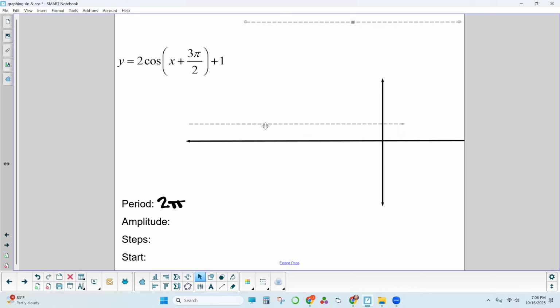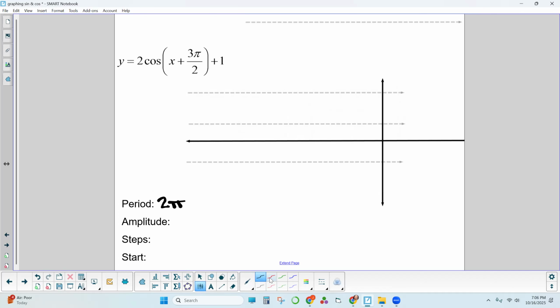The high line and the low line represent the amplitude. So when I'm talking about amplitude, I'm talking about how high from the midline to the high line and from the midline to the low line. Okay?